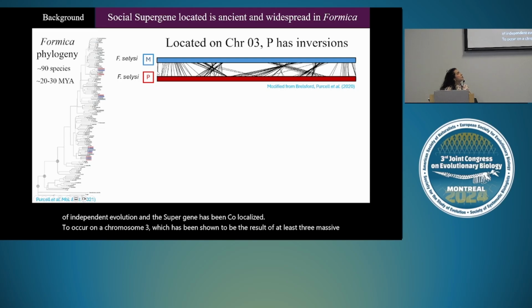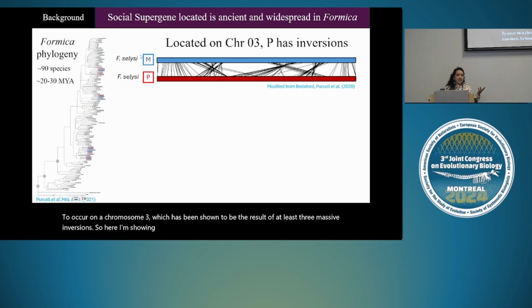So here I'm showing you in Formica salesi, which is our model system, one Formica species. This is an alignment of the M form of the supergene versus the P form of the supergene, and you can see from the crisscrossing lines that these represent at least 3 massive inversions.